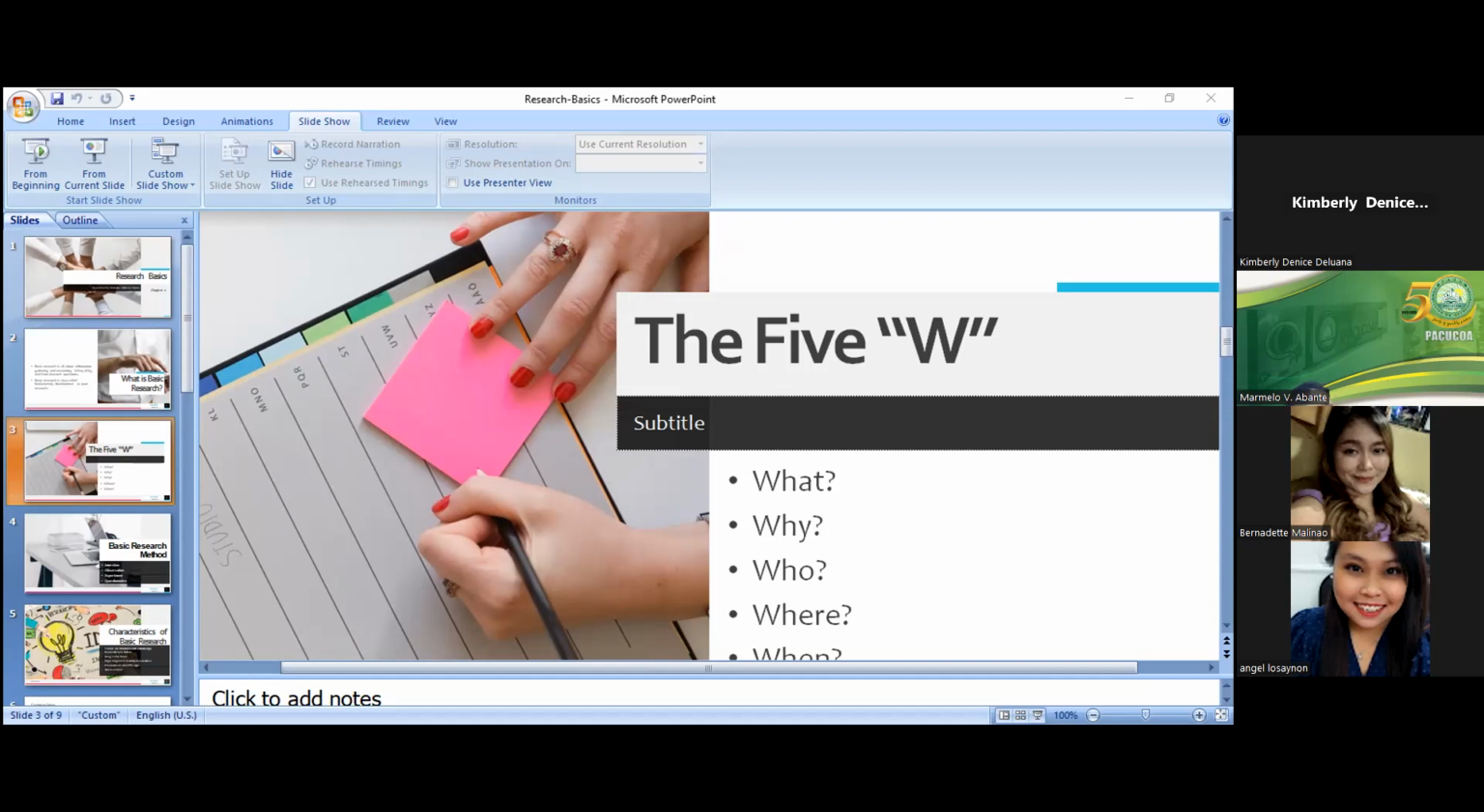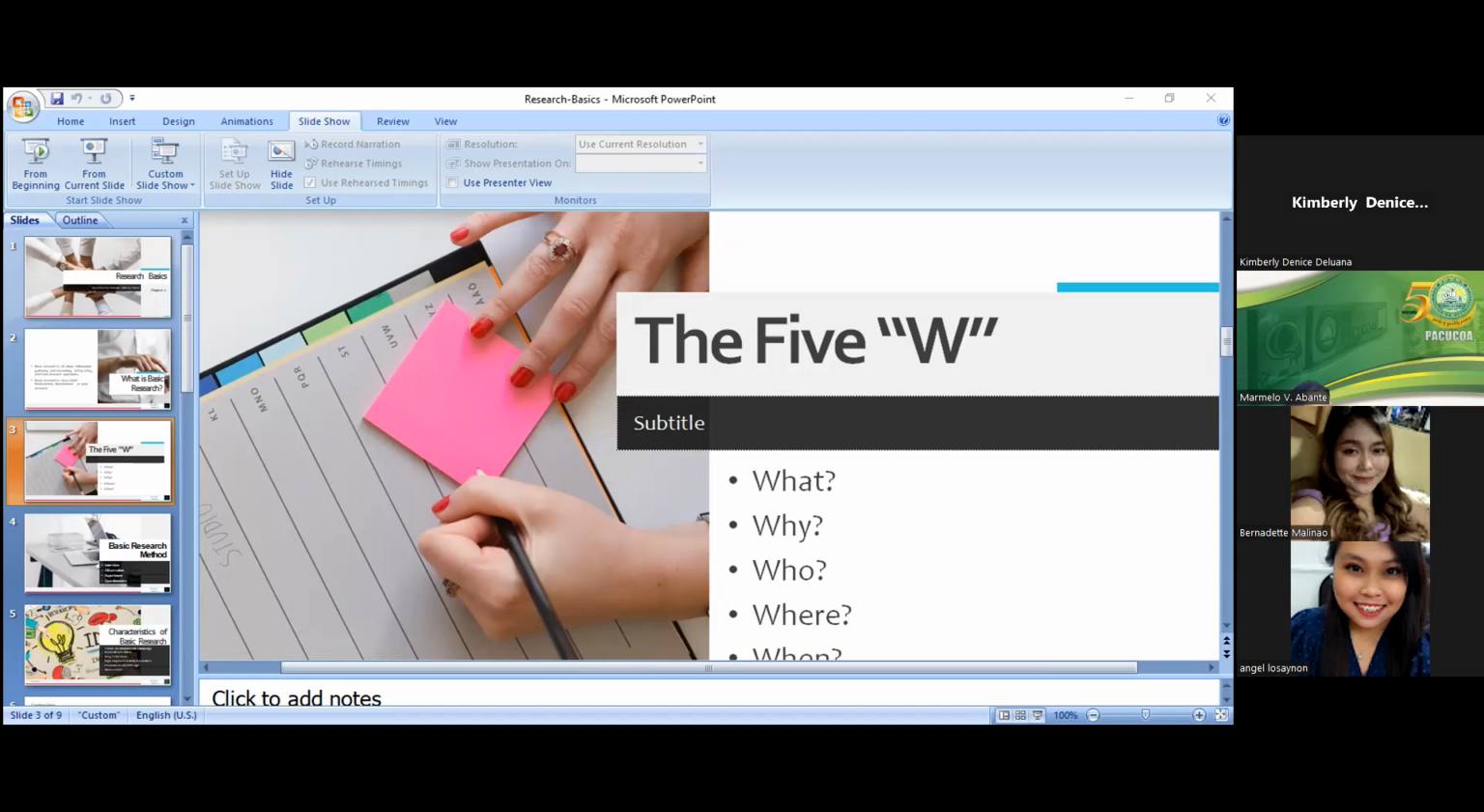Then next is where. Where are you going to conduct your research? Thinking about these questions in geographical terms will help you to narrow down your research topic. Also, you need to think about the resources in terms of the budget and the time that is available.